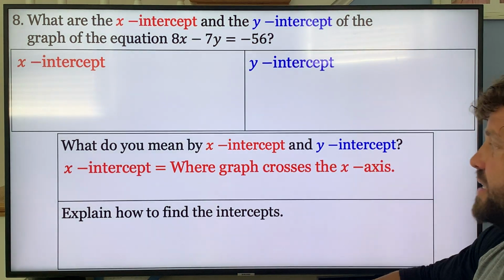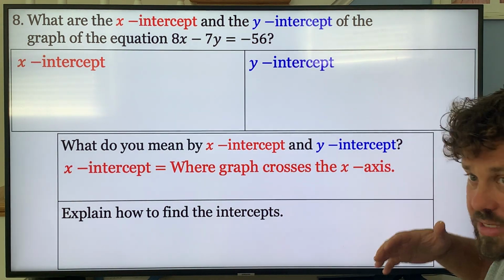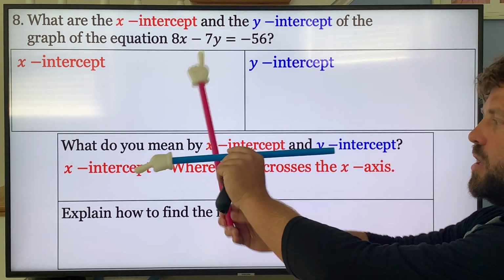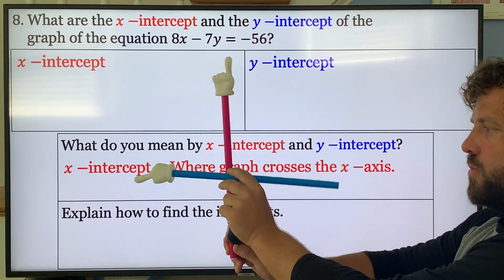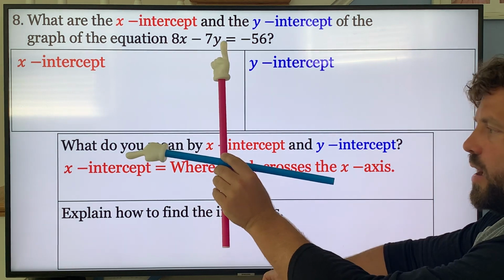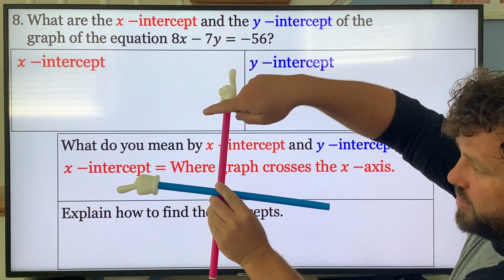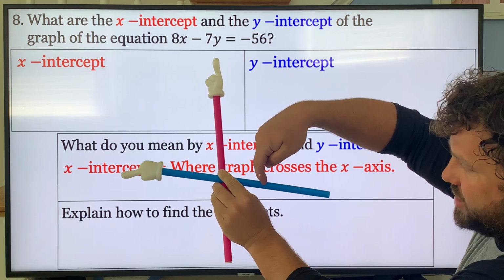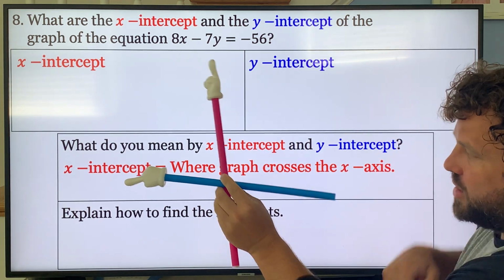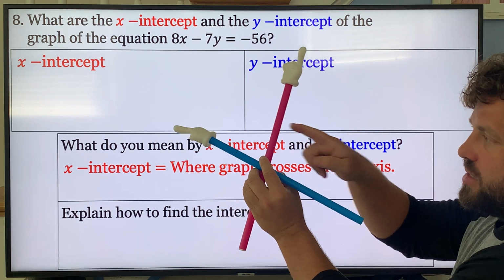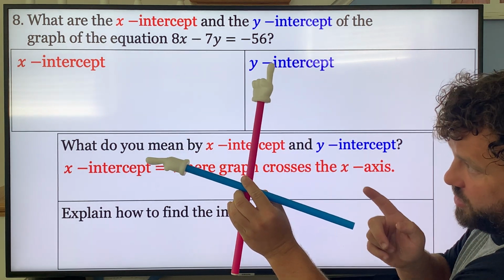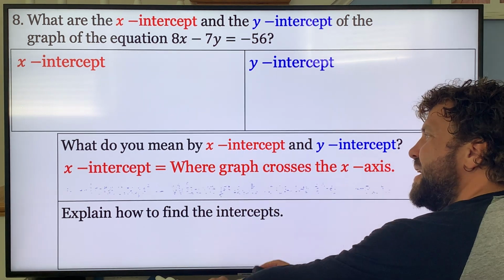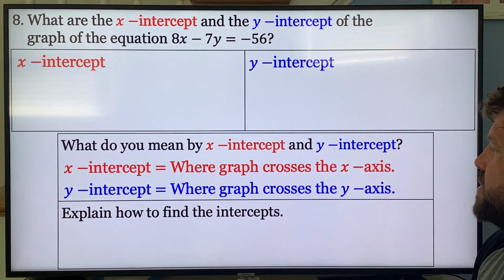Well, what I mean is the x-intercept is where the graph crosses the x-axis. When you have a graph, you have your x-axis, which is horizontal, and your y-axis, which is vertical. When your line or curve crosses the x-axis, y is equal to 0, and the x value is your x-intercept. When it crosses the vertical line, where x equals 0, that's your y-intercept.